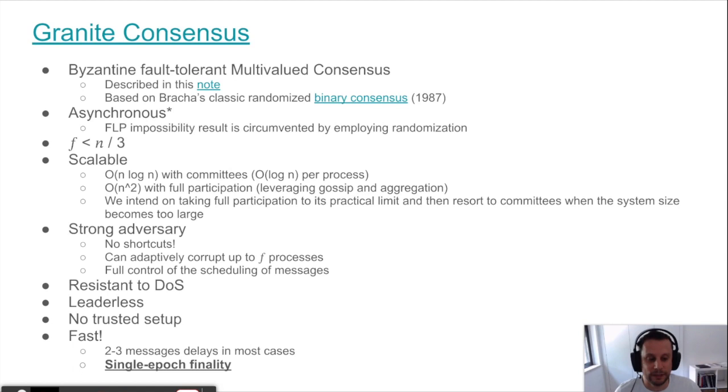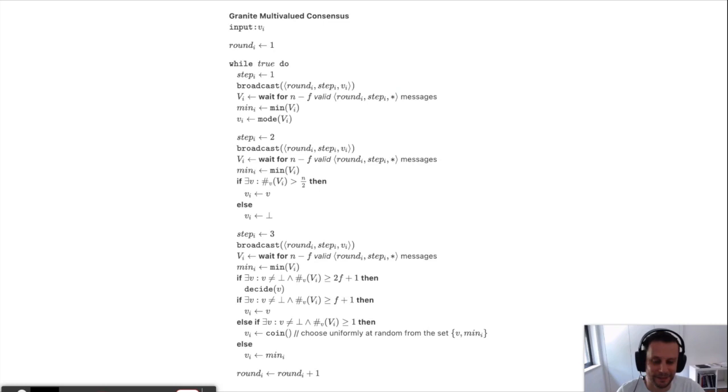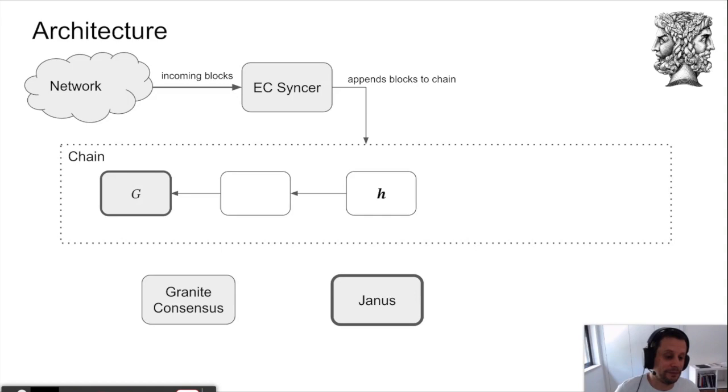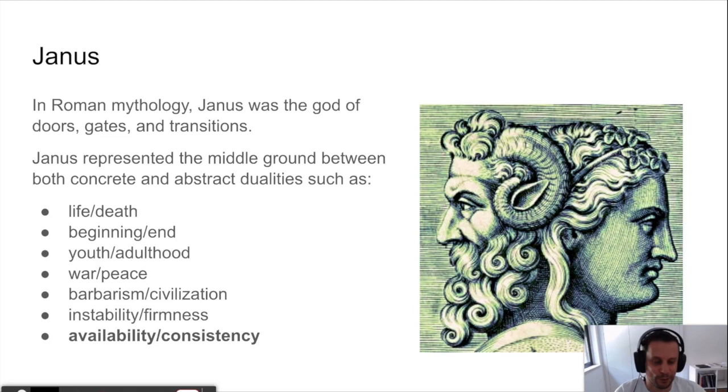This is a pseudocode of a synchronous version of the algorithm. I'm not going to describe it here, it's just for illustrative purposes. And then the other piece of this architecture is Janus, as you can see here. This is the component that is going to coordinate or bridge the expected consensus with granite consensus to reach fast finality. So Janus, why Janus?